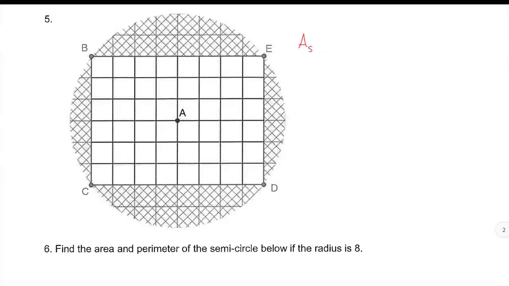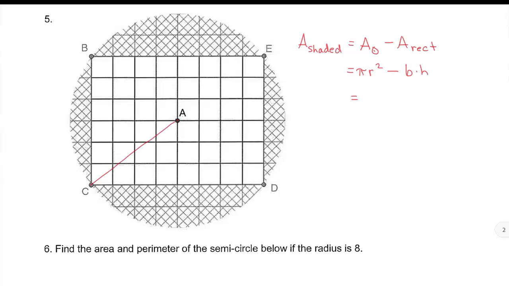The area of the shaded region will be the area of the circle minus the area of the rectangle. Always start with the formulas. Pi r squared for the circle and base times height for the rectangle.